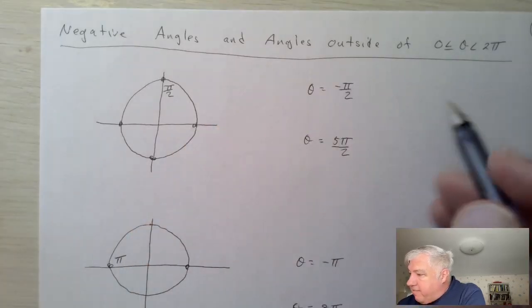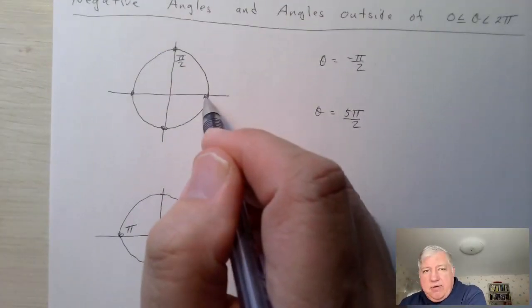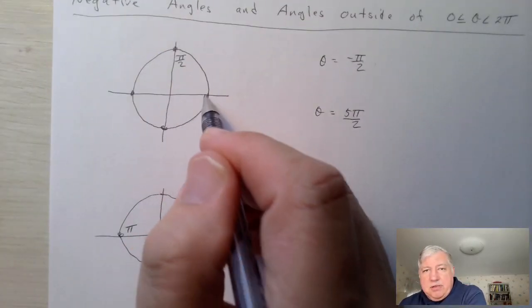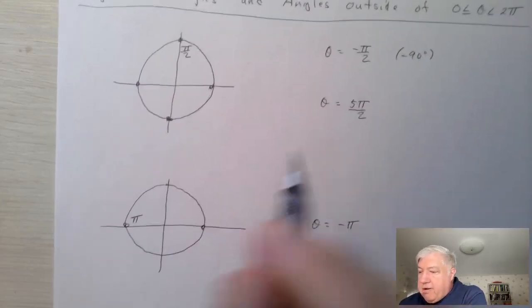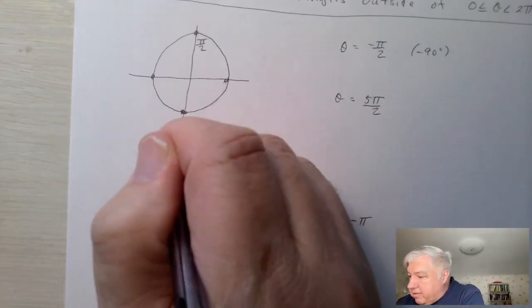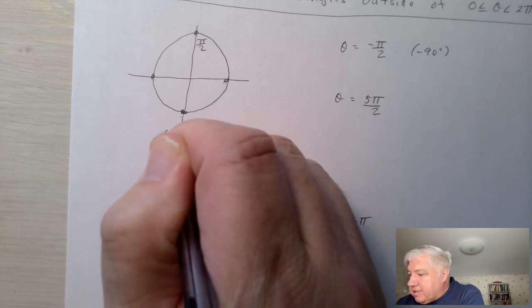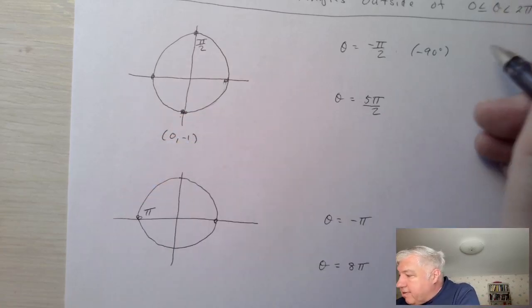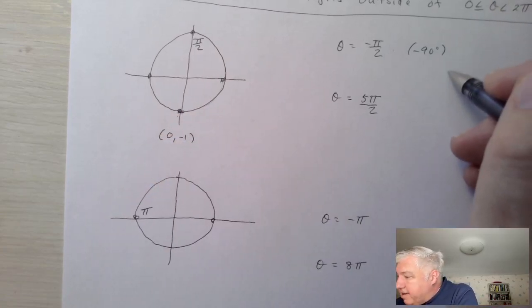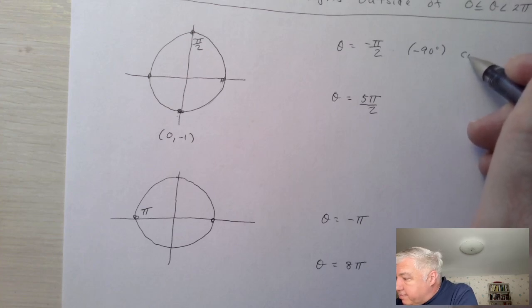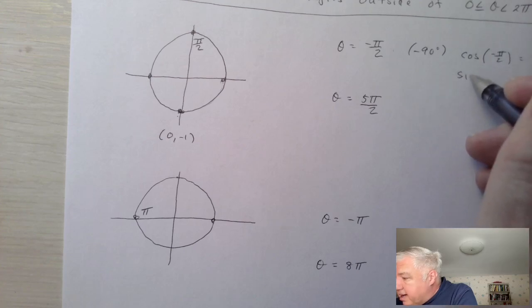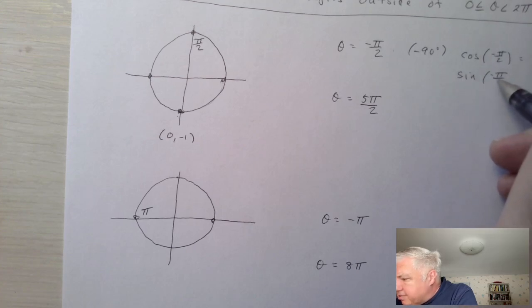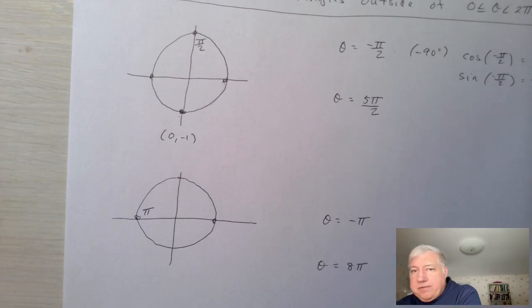So for negative pi over 2, we start here, we go in this direction. This is the same thing as negative 90 degrees, right? So we're down here. The coordinate of this point is 0, negative 1. So we could see that the cosine of negative pi over 2 would be 0, and the sine of negative pi over 2 would be negative 1.